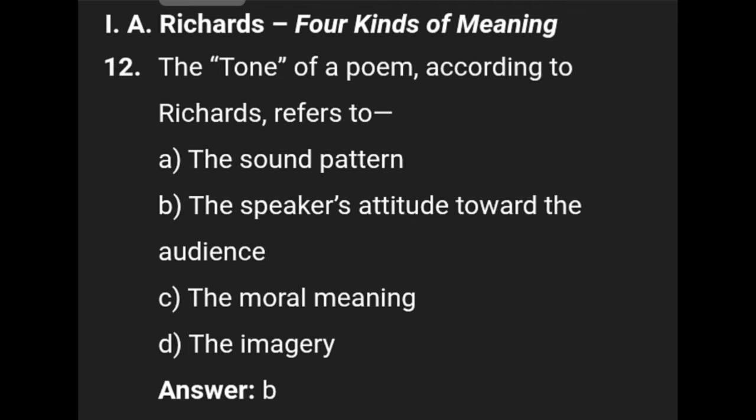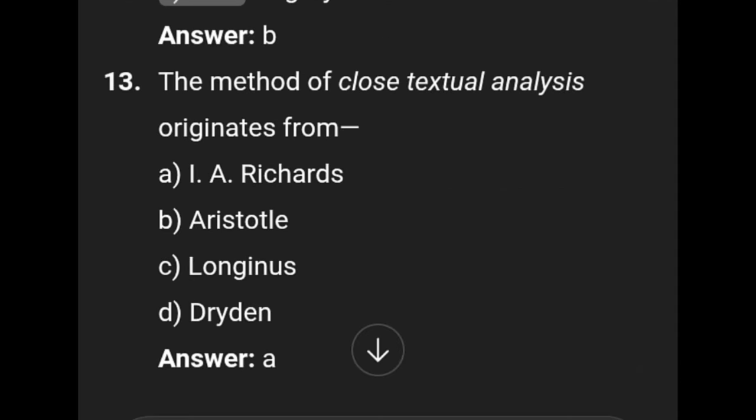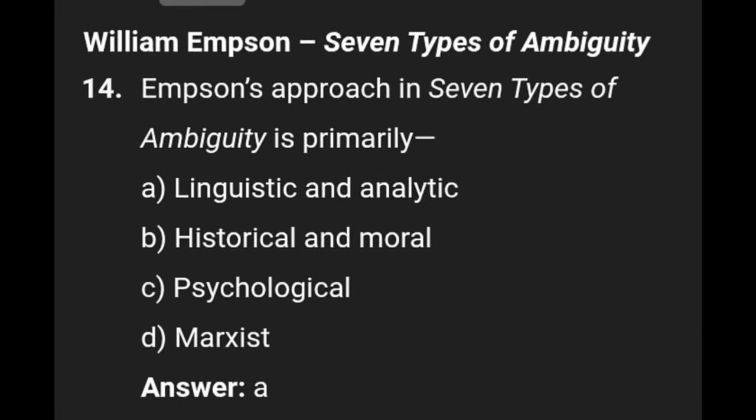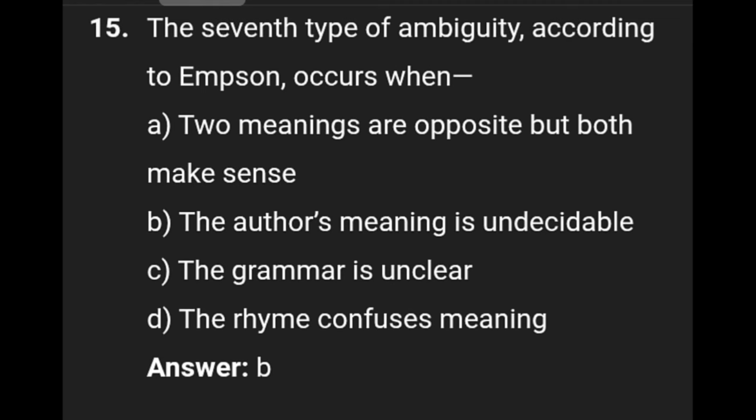The tone of a poem, according to Richards, refers to the speaker's attitude toward the audience. Then, the method of close textual analysis originates from I.A. Richards. Then question from William Empson, Seven Types of Ambiguity. Empson's approach in Seven Types of Ambiguity is primarily linguistic and analytic. Then the seventh type of ambiguity according to Empson occurs when the author's meaning is undecidable.